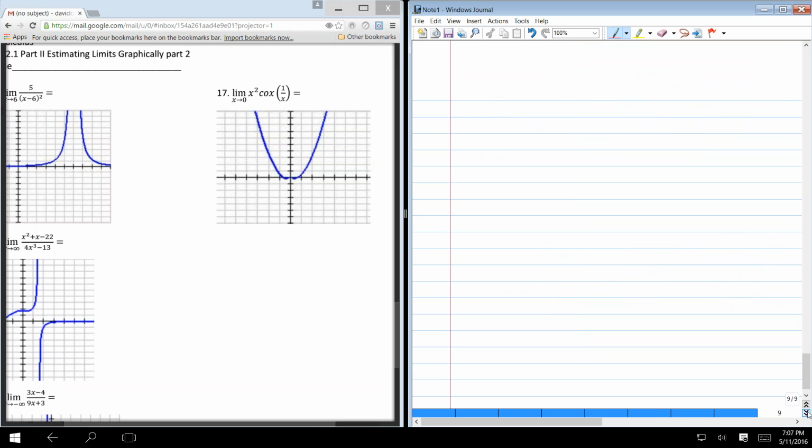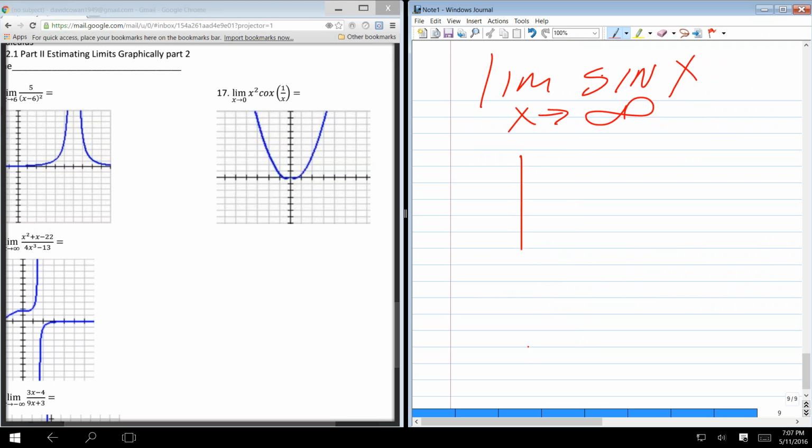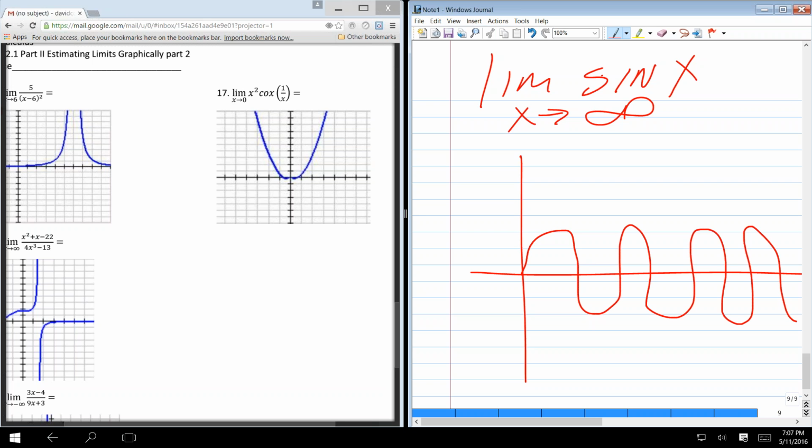In other words, what's the limit of the sine of x as x goes to infinity? Well, the sine curve looks very similar. It just goes up and down, up and down, up and down. So as x heads to the right, what does the sine of x do? It goes up and down every 2 pi. So it bounces back and forth between 1 and -1, meaning it doesn't go to a specific number. So that would be does not exist.